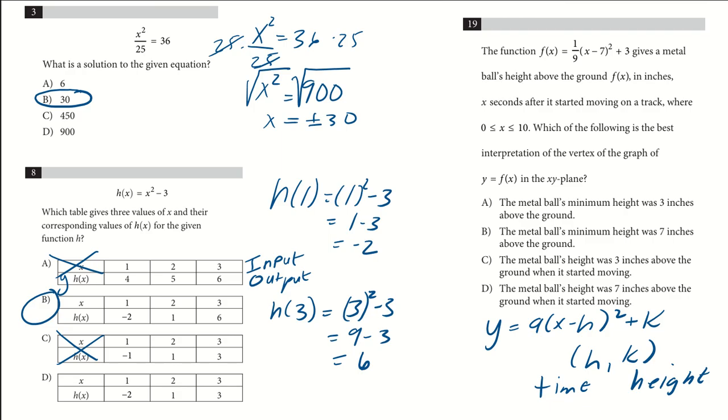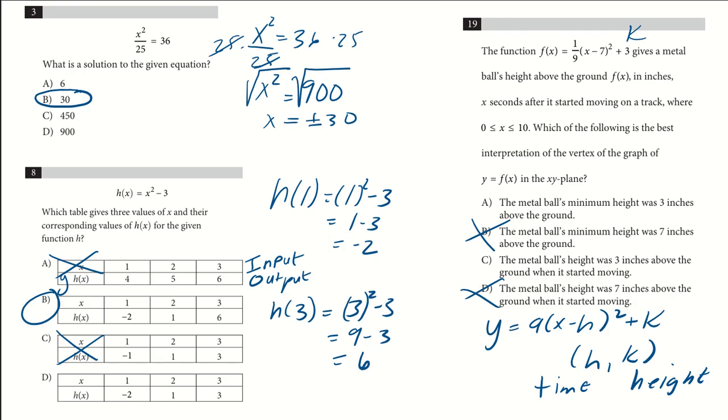Now I'm going to look at my answer choices. My answer choices pretty much have 3 inches or 7 inches. If I'm looking at height, I know that my k is going to be my height. When I look at my answers, I see that in this case, k is 3. So that means my height cannot be 7 inches. So B and D are gone automatically. Just again, knowing the difference between h and k, input and output.